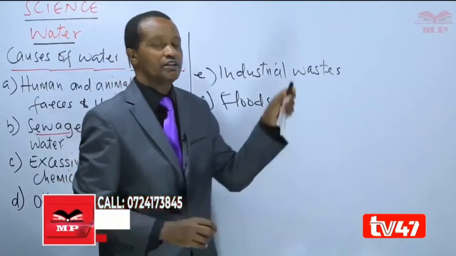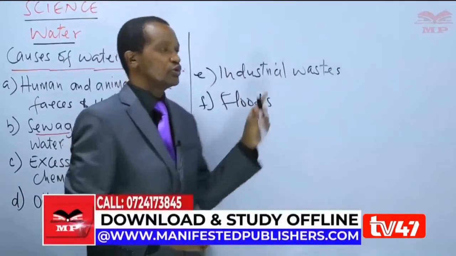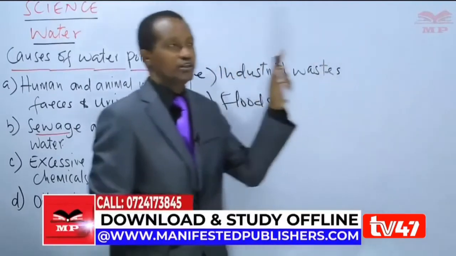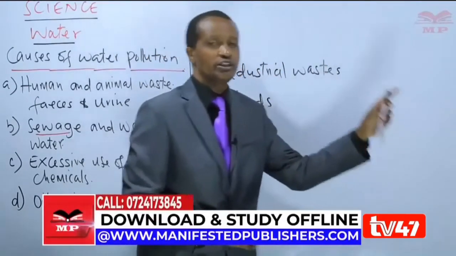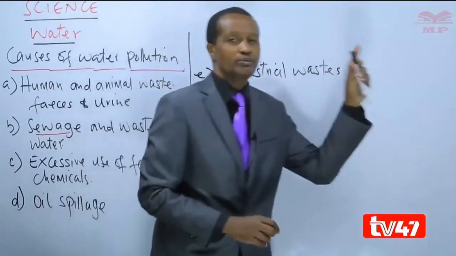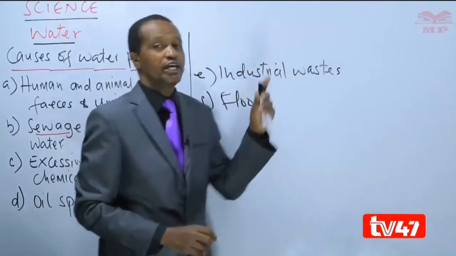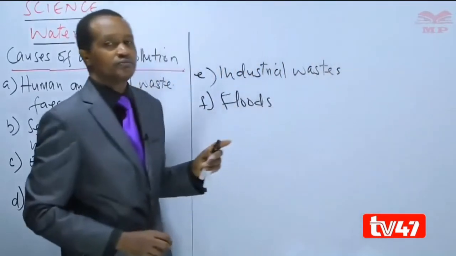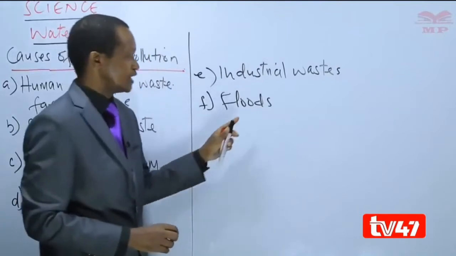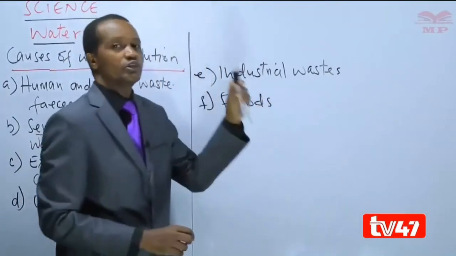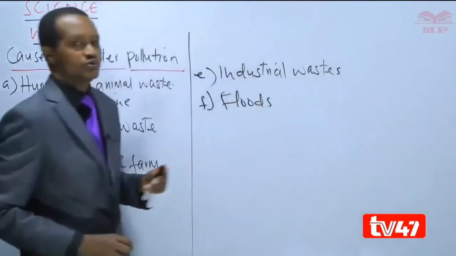And that leads to pollution of water in the water bodies. The rivers are then polluted. The rivers will then be contaminated. The rivers will be impure. So that is how floods can cause water pollution.